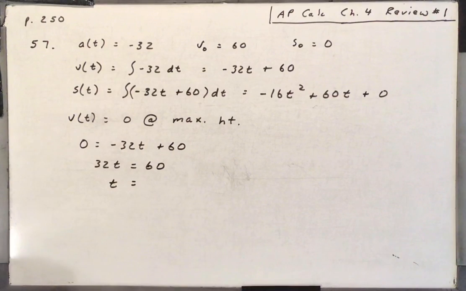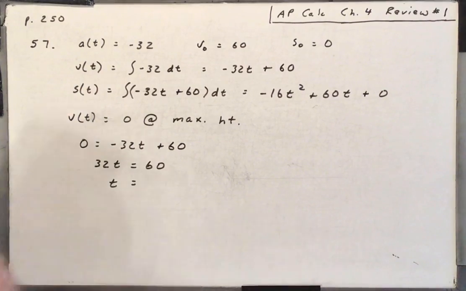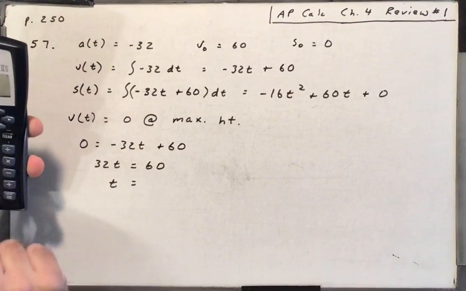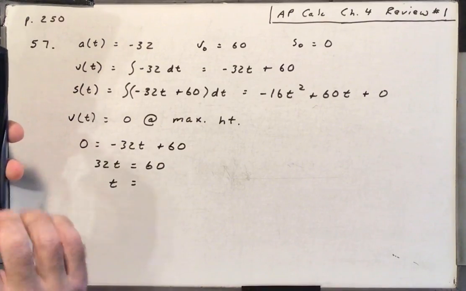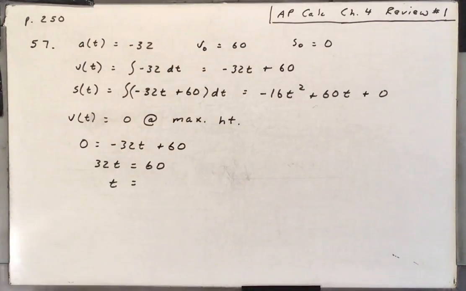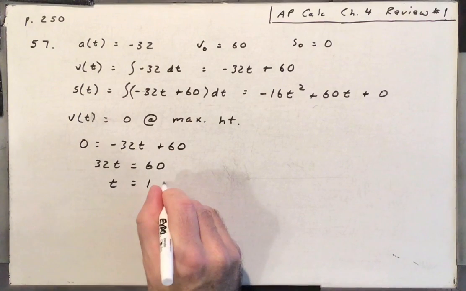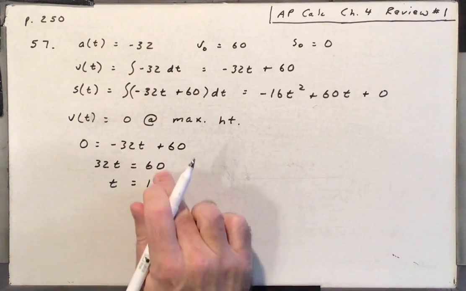I'm going to have to get my calculator real quick. Obviously, it's just a smidge under 2, right? 60 divided by 32, 1.875 seconds. Man, that's a terrible 8.